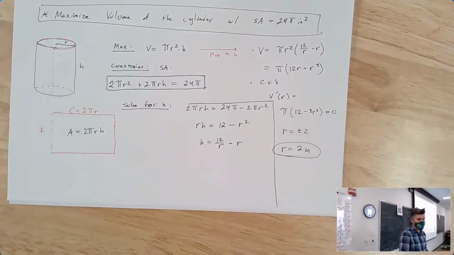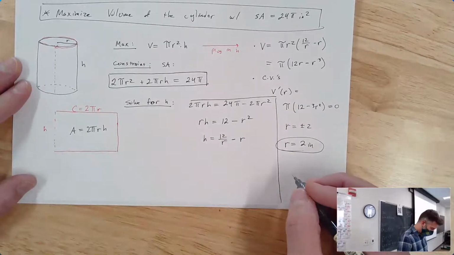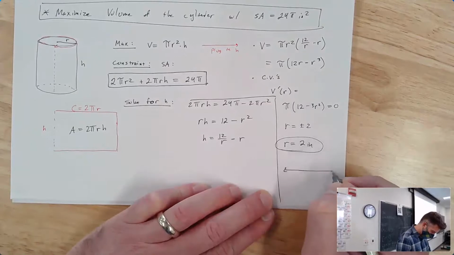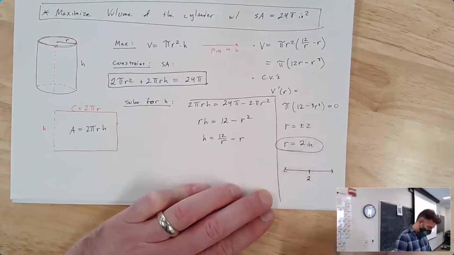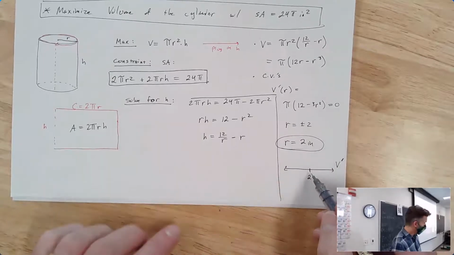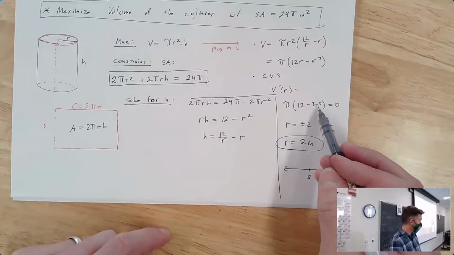Does that give us a maximum volume? We need to check. So going back to my derivative, plugging in 2, I'm saying 2 is my critical value. Picking something larger than 2, like 7, 12 minus 3 times 7 squared is definitely negative.